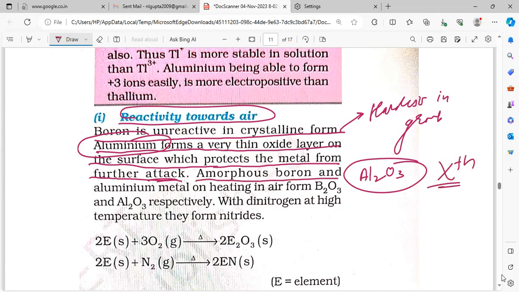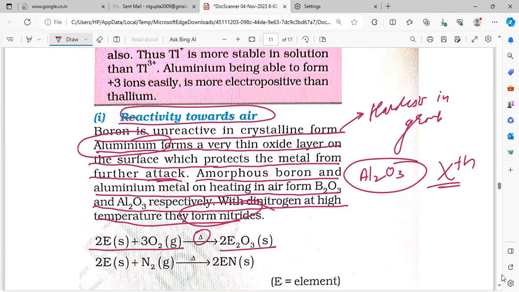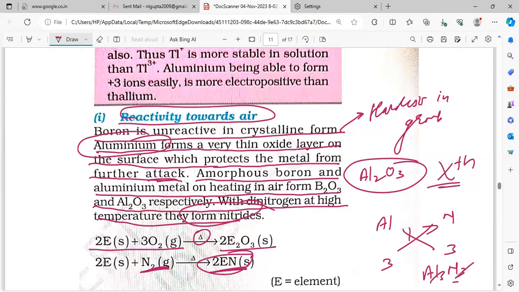Amorphous boron and aluminum metal on heating in air form B2O3 and Al2O3 respectively, and with dinitrogen at high temperature they form the nitrides. If you heat at high temperature, it forms Al2O3, and with nitrogen it forms AlN. Why is the formula of AlN like that? Suppose Al has valency 3 and nitrogen valency 3. Cross multiply: Al3 N3, the 3s cancel out, so the formula will be AlN.